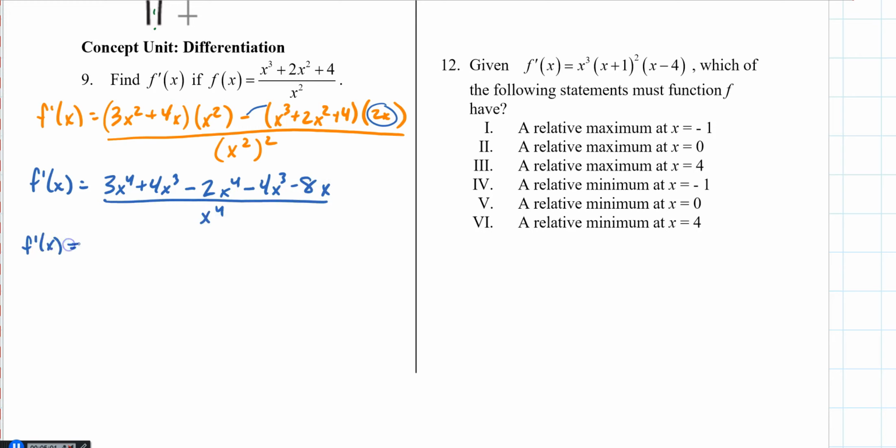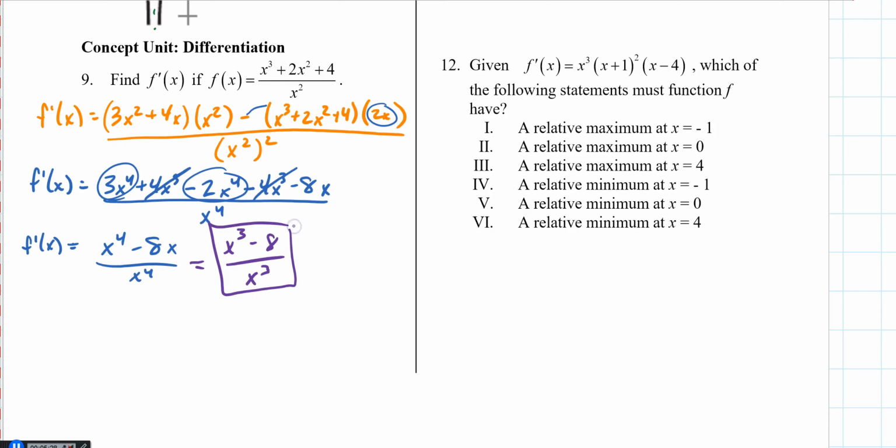So f prime of x is equal to, let's see, 3x to the 4th minus 2x to the 4th. That leaves me with x to the 4th. The 4x cubes cancel, so I've got minus 8x all over x to the 4th. And now I can simplify by dividing everything by an x. And I've got x cubed minus 8 over x cubed. So that's one method for finding the derivative.